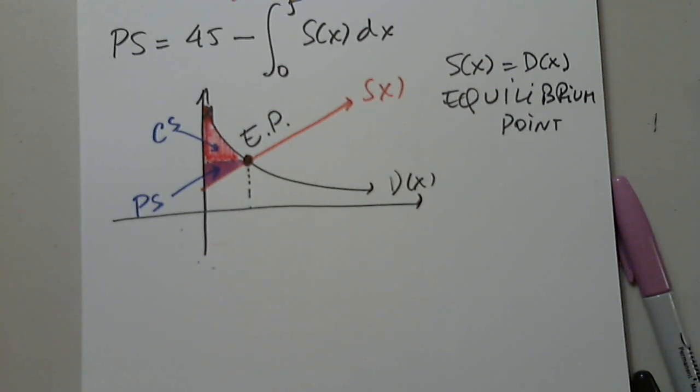Page 479. Okay, so D of x, S of x. Find the equilibrium point, find the consumer surplus at the equilibrium point, and find the producer surplus at the equilibrium point. So let's choose a simple example like this.